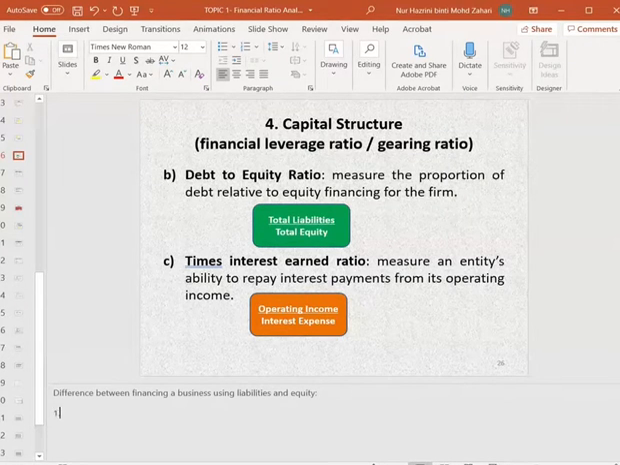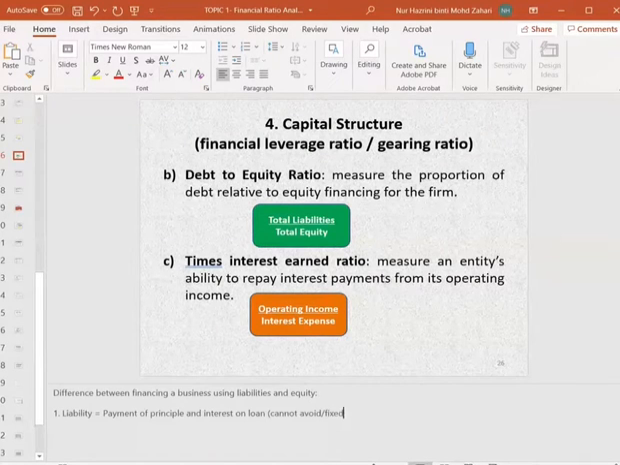If liability, we know we have to pay, we cannot avoid. So we have payment of principal and interest on loan. Check the exact term yourself. Cannot avoid, fixed. It doesn't matter whether you make money or you don't make money, you have to pay. So that's the financing by liability.